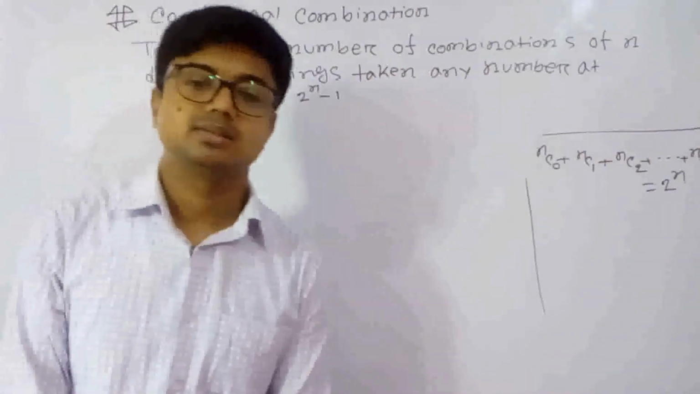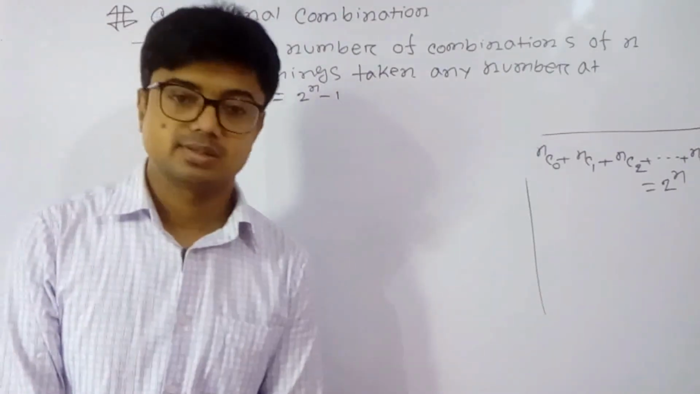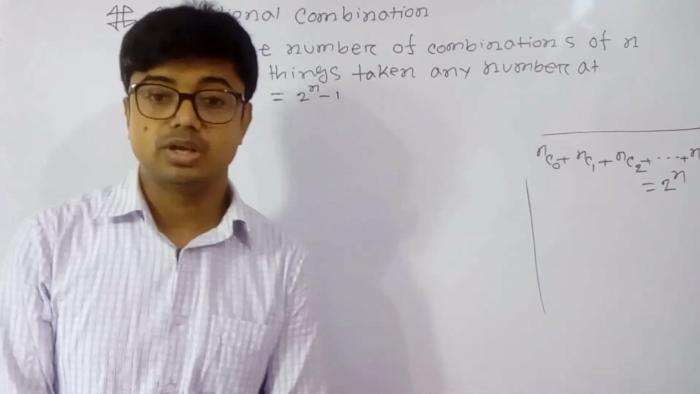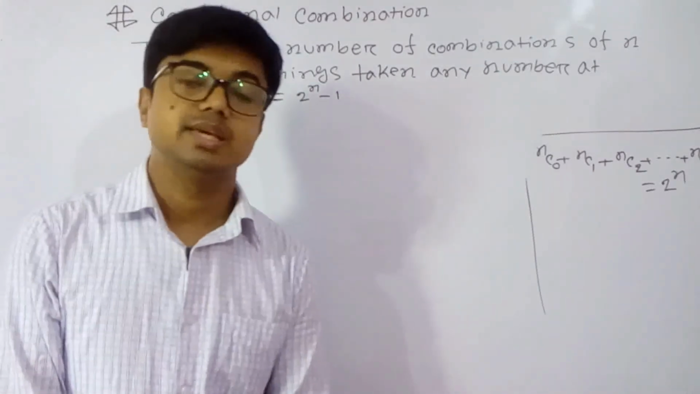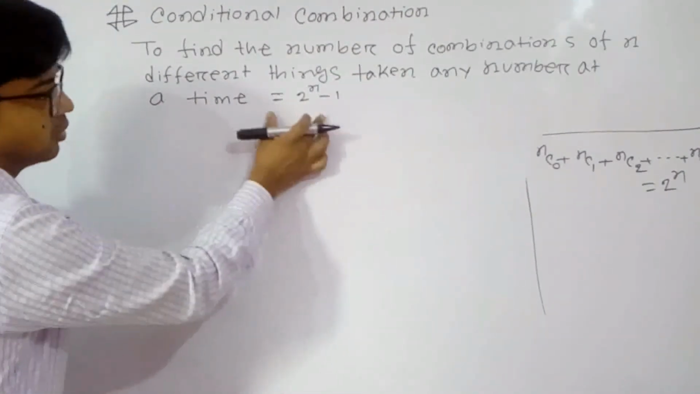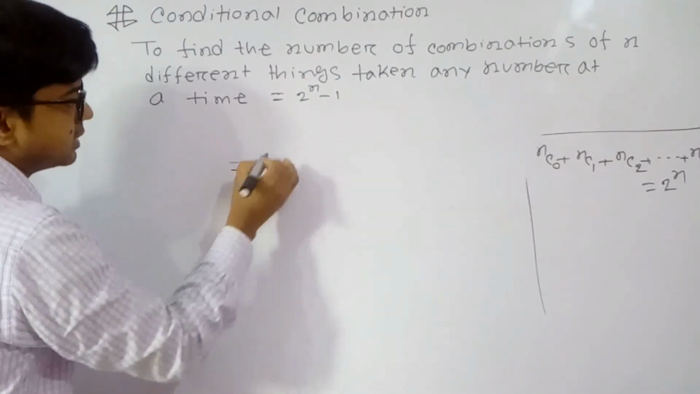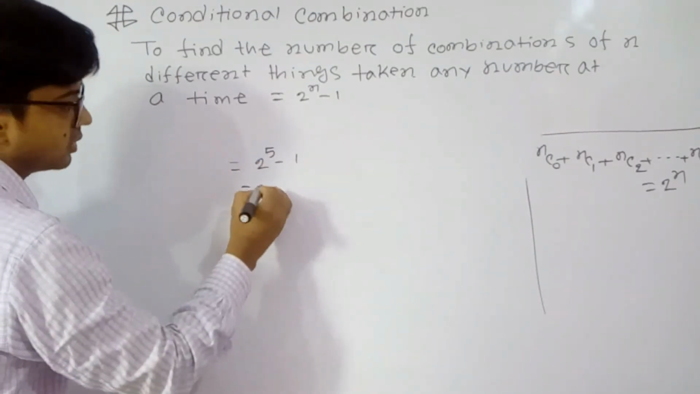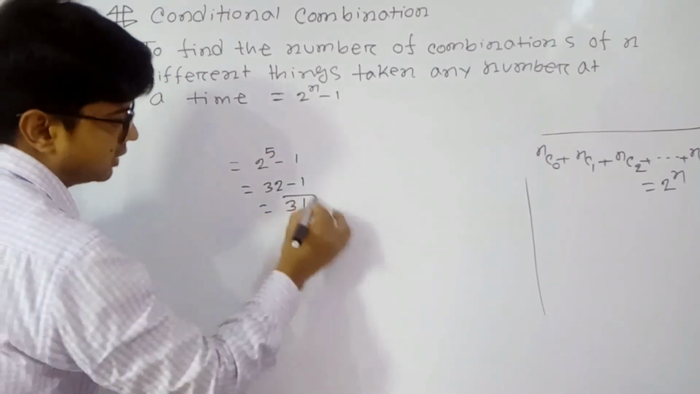A man has 5 friends. Could he invite one or more friends? So the man could invite 1 or 2 or 3 or 4 or 5 persons at a time out of his 5 friends. So we can apply this formula 2 to the power n minus 1. So the answer will be 2 to the power 5 minus 1. Here 2 to the power 5 equals 32, minus 1. So the answer will be 31.